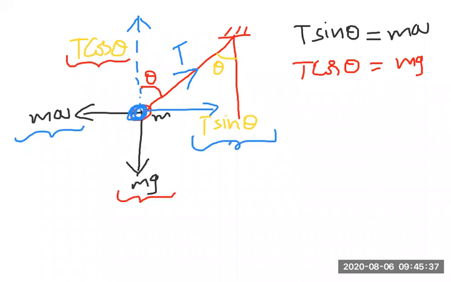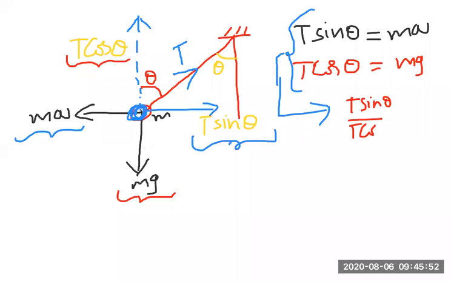From these two expressions, I can write T sin theta by T cos theta. If I divide T sin theta by T cos theta, it is equal to MA by MG. So T and T I can cancel, M and M also can cancel. So finally I'm left with tan theta is equal to A by G.